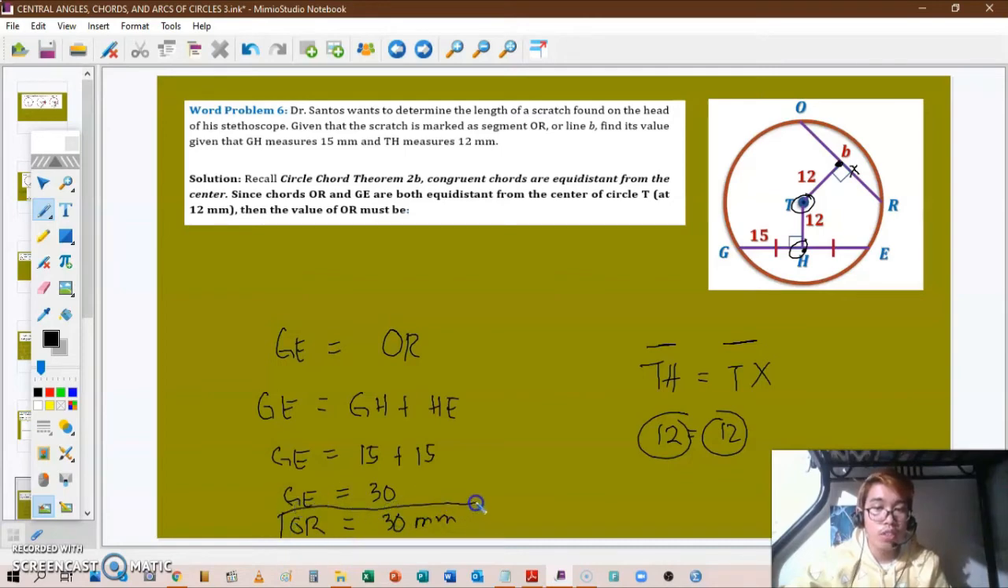Okay, so this is the length of the scratch found on the stethoscope of the professor or the doctor that we have here. So OR is equal to 30 millimeters.